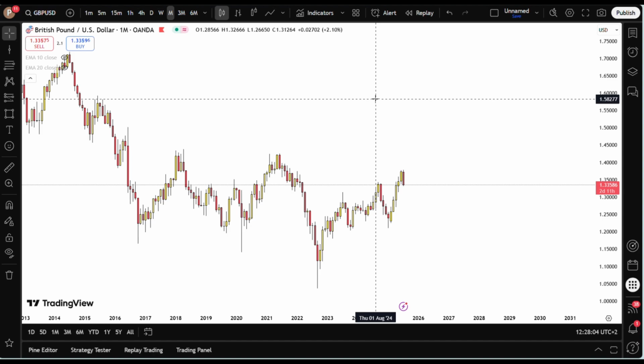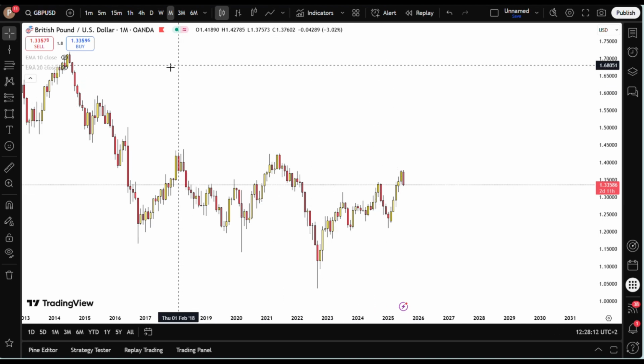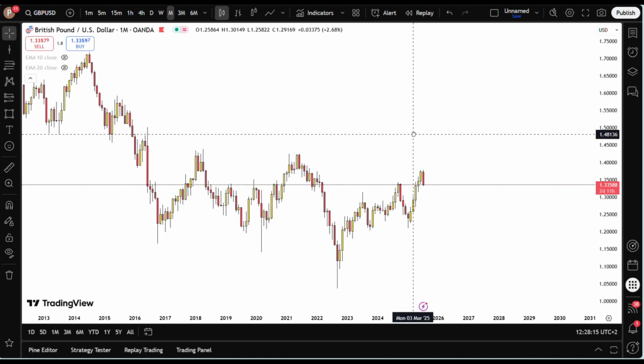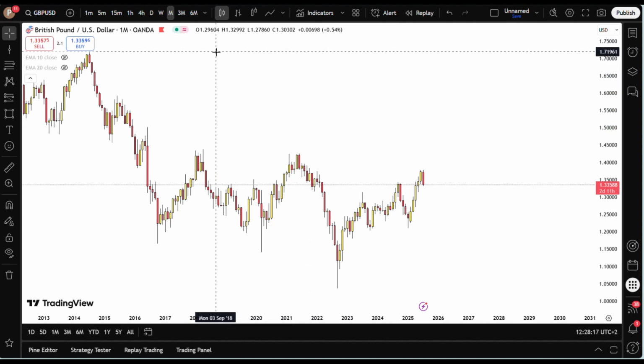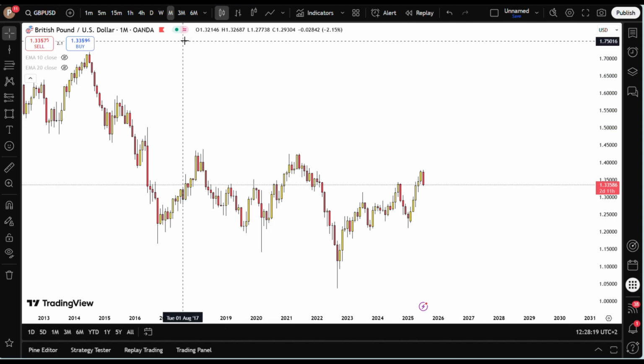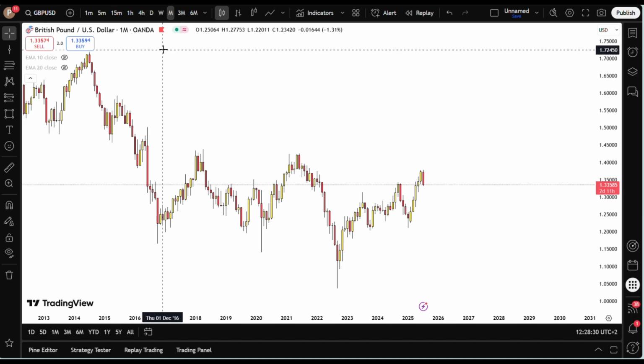We're going to be talking about GBPUSD. I'll be doing a market breakdown for GBPUSD. I'm going to start on the monthly time frame, giving out my opinion on the direction for GBPUSD. So what can you see on the monthly time frame?